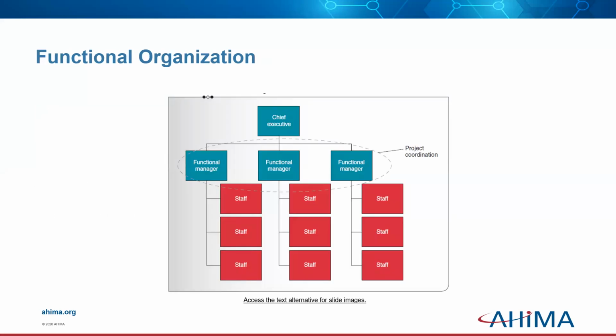So the functional organization, each of the employees has a single supervisor, which is the functional manager, and employees are grouped in departments by specialty and function independently of other departments. And the functional manager has full authority over staff, and there is no project manager for a project. Rather, a project coordinator works across independent departments for collaboration to complete a project.